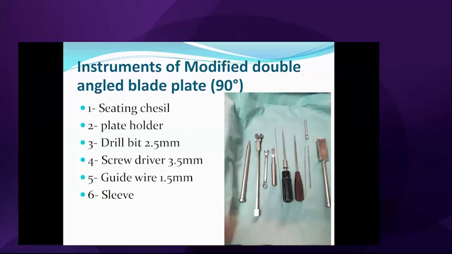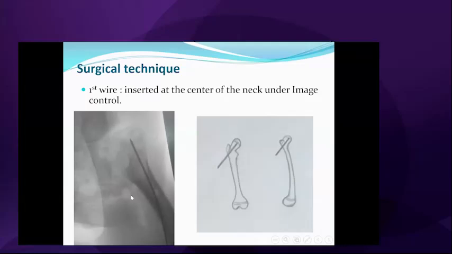Instrument in our new blade: the seating chisel, a very important one. This is the seating chisel, very important one. This is the key of our work. The seating chisel is cannulated at the same size as the blade. A blade holder to catch the blade, drill bit 2.5, screwdriver, guide wire 1.5, sleeve. So the surgical technique is new.